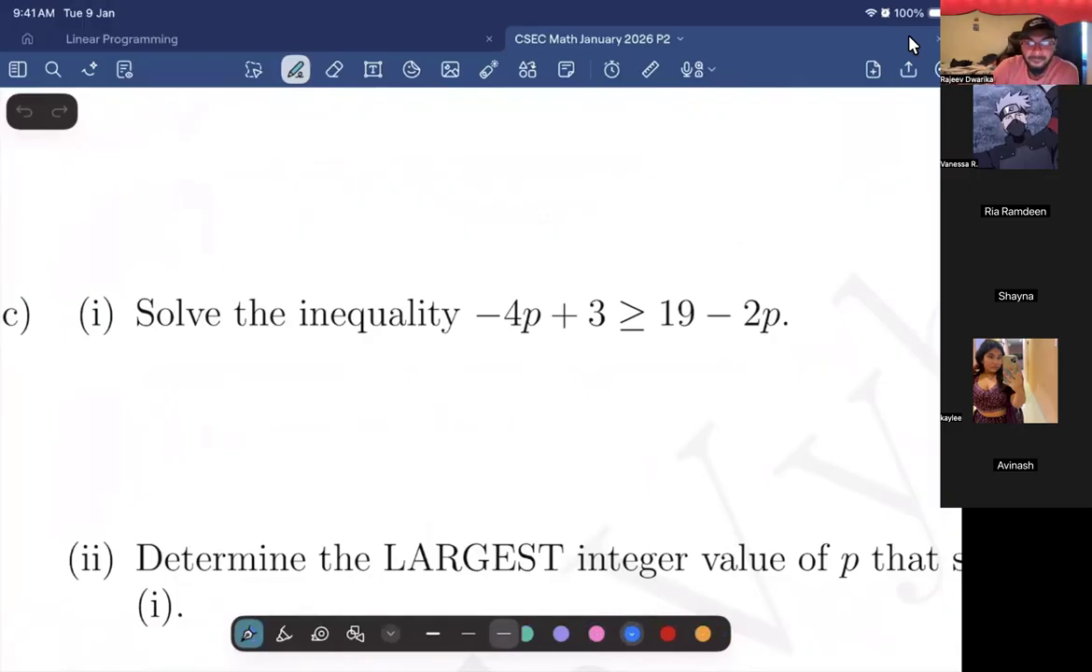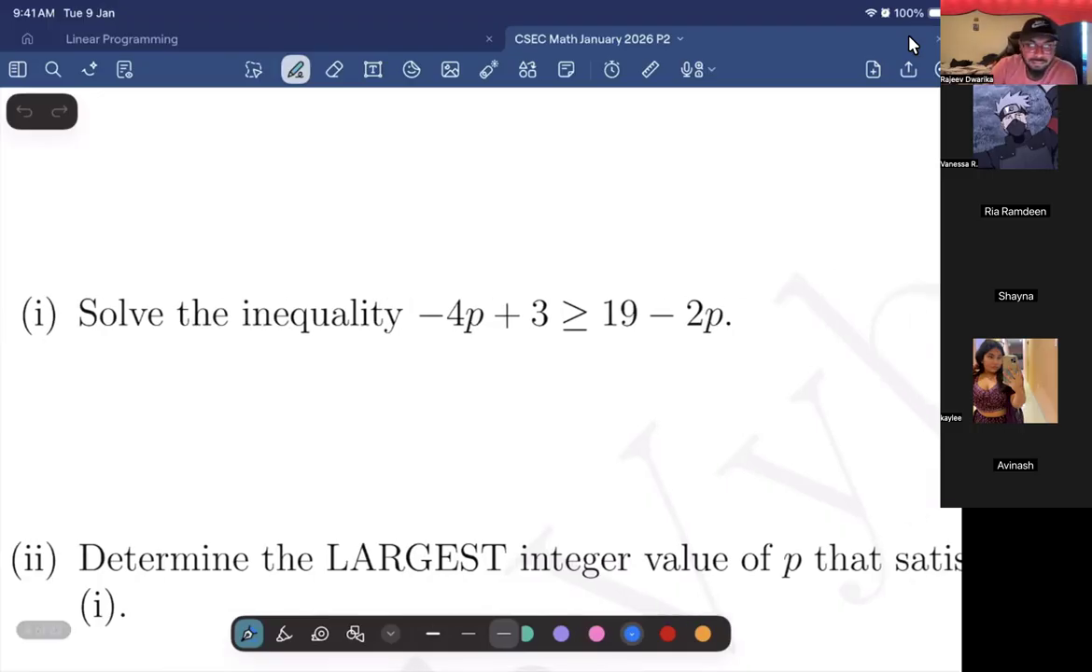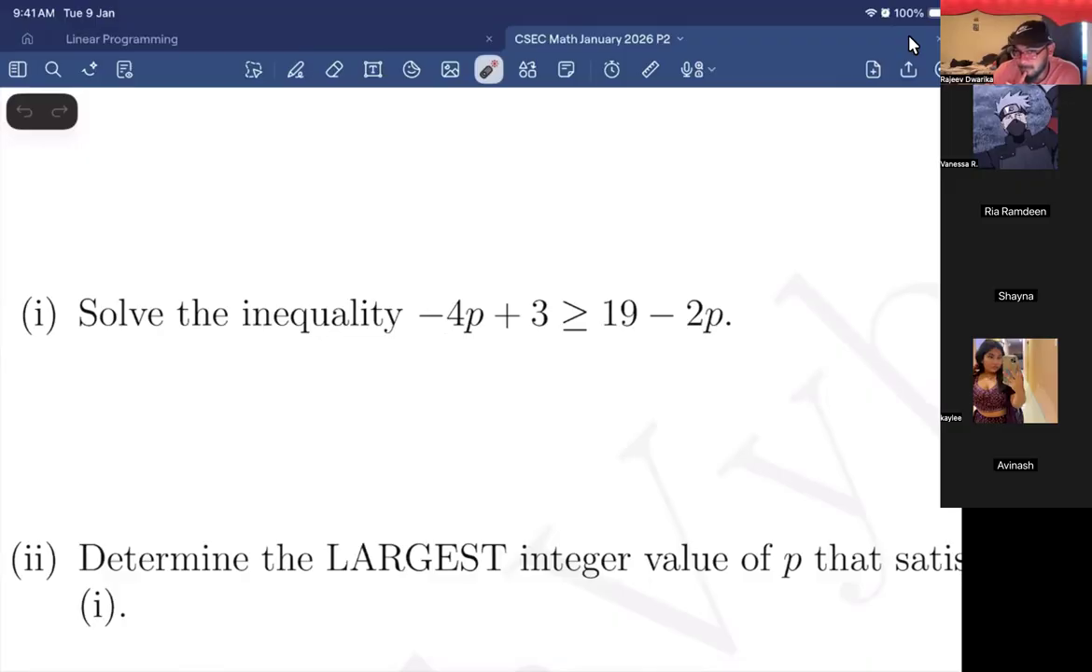Solve the inequality: negative 4p plus 3 is more than or equal to 19 minus 2p. Look at the direction of the symbol. Think of it like an arrow pointing in a positive direction. Would it be more than or less than? Look at the thing underneath it. So it's more than or equal to.